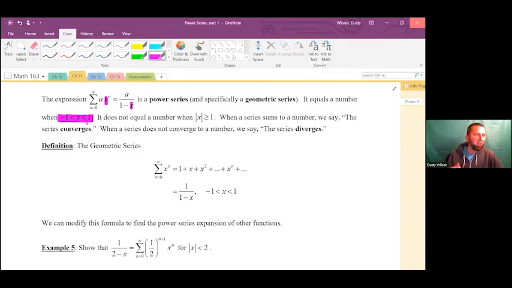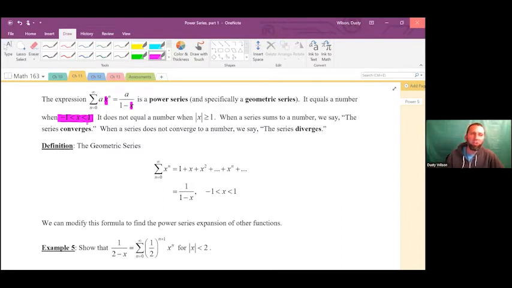Why would that be the case? Well, for example, if x equaled +1, this would be like saying, remember, 1 to the 1 is 1, 1 to the second power is 1, 1 to the third power is 1, 1 to the fourth power is 1. And so it would be saying a plus a plus a plus a plus a plus a. Of course, that's not going to equal a single number. So this power series or geometric series is not going to equal a single number when x is either bigger than or equal to 1 or less than or equal to -1.